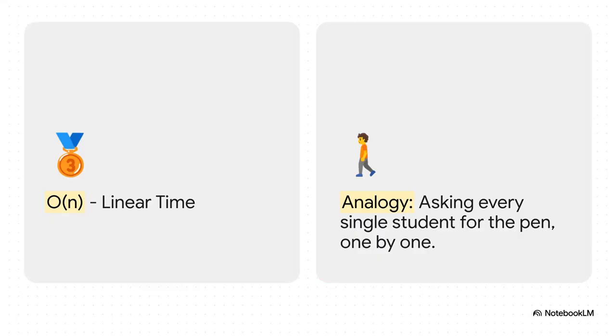Next up, we have O(n), which is linear time. This is our simple scan method. You just go to every student, one after the other. Now, in the worst case scenario, the very last person you ask is the one with the pen. So the number of steps you take is directly tied to the number of students. If you have 100 students, it could take you up to 100 steps. 1,000,000 students? 1,000,000 steps. It's a straight line.